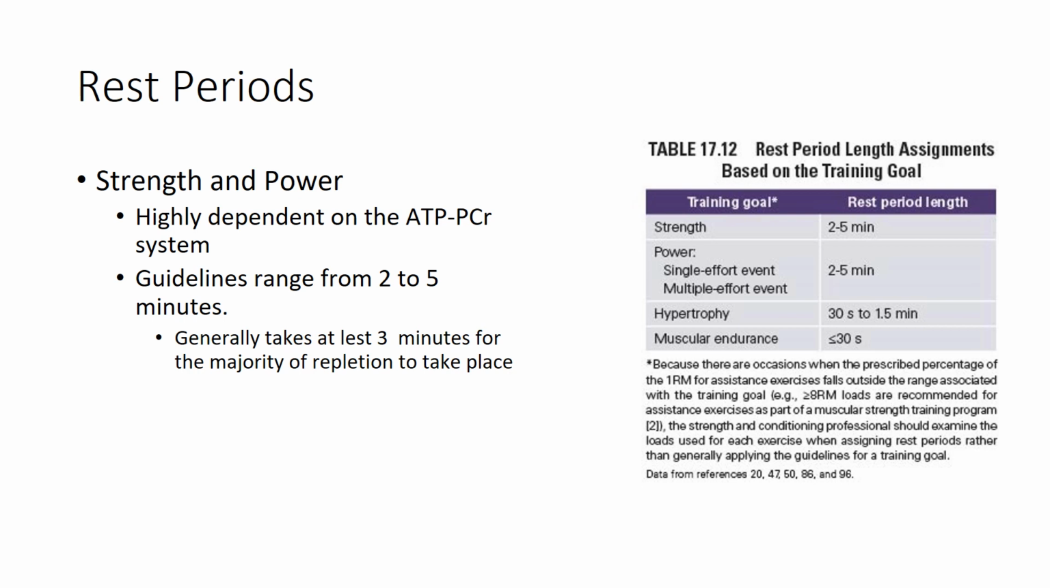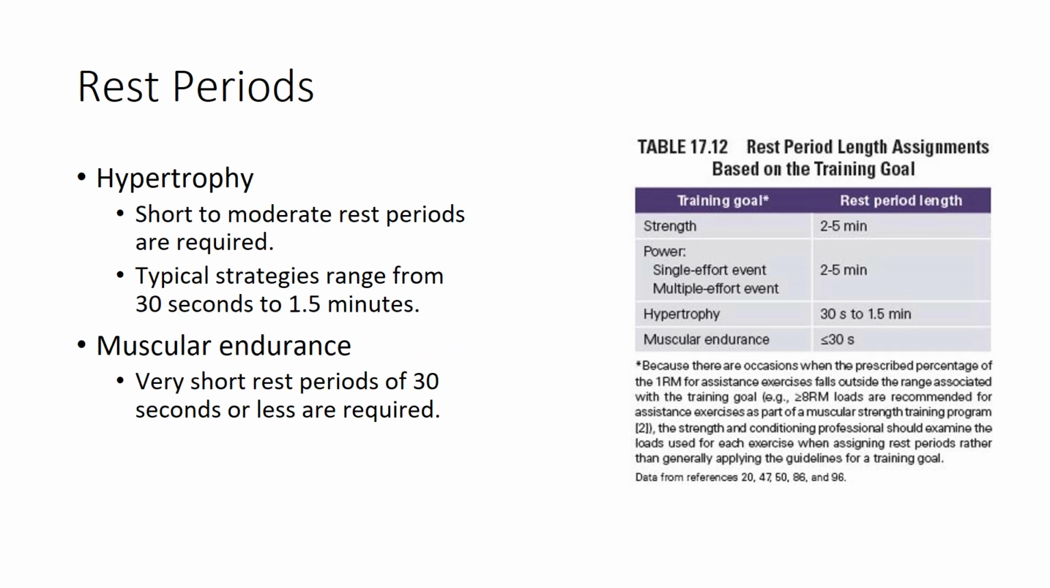When we look at muscle strength though, we can still see increases if we utilize a shorter rest interval, but the strength gains are going to be at a slower rate compared to the prescribed guidelines. When we look at other resistance training goals, particularly muscle hypertrophy, this is going to have short to moderate rest periods, and the typical strategy for muscle hypertrophy is going to range from 30 seconds to 1.5 minutes. When we look at muscular endurance, this is going to contain very short rest periods of around 30 seconds or less.